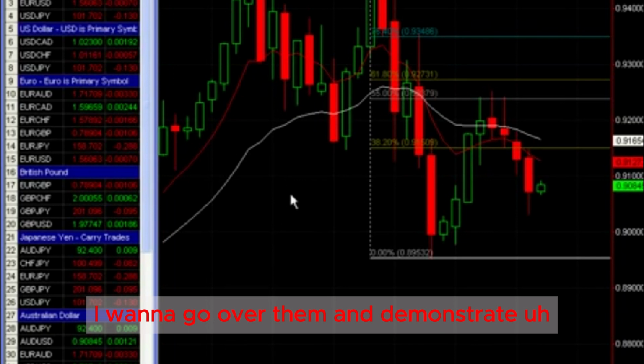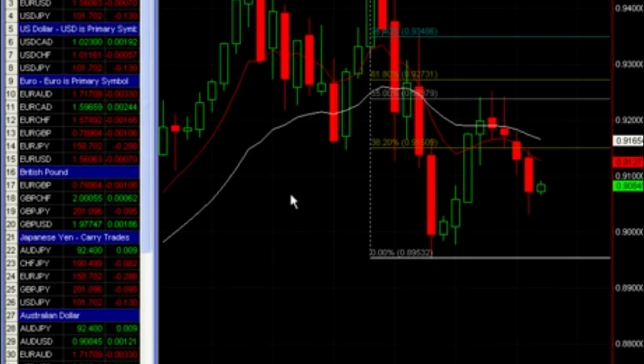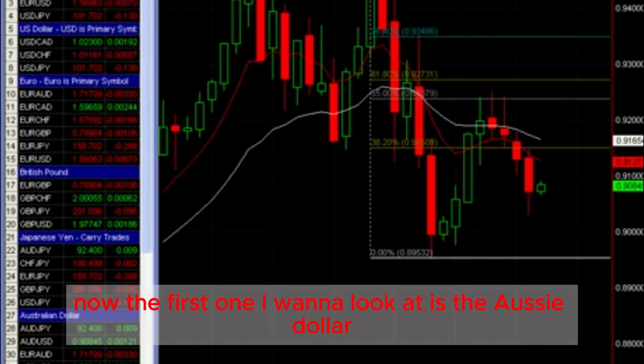I want to go over them and demonstrate how pin bars work, and how the fakie works, how the inside day works, and how the 55% retracement works with currency pairs. Now, the first one I want to look at is the Aussie dollar. I've got that up on the chart. I've already drawn the Fibonacci retracement levels.